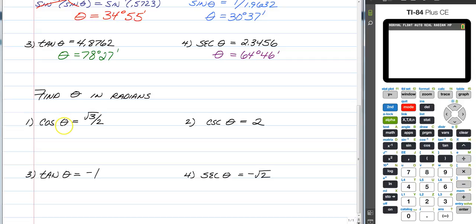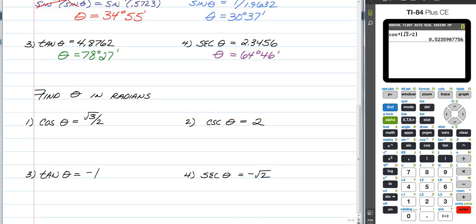So again, we're working backwards. So we're going to have to press the same button for second cosine, because we want to use inverse cosine, and we just type in the square root of 3, enter out of here, and divide that by 2. Close your parentheses, click enter. Now, before you write that down, that's not what we want. We want radians. That's a decimal value of radians.